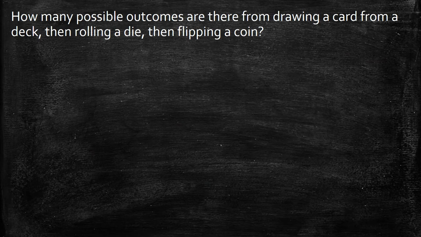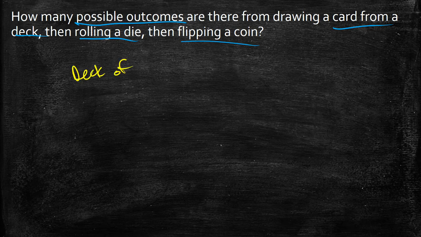Now, we're going to apply what we just learned. Okay, so we're going to take a look at how many possible outcomes, so we're looking for possible outcomes again, that are formed when you draw a card from a deck, roll a die, and then flip a coin. And hopefully you know how many cards are in a deck. There's 52 cards in a deck, typically. It depends if you count all those extra cards that sometimes come along. But we're going to go with 52 in this case.